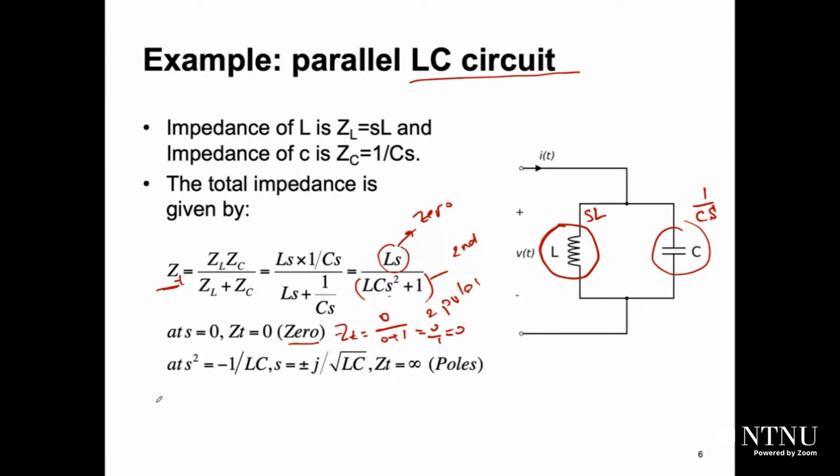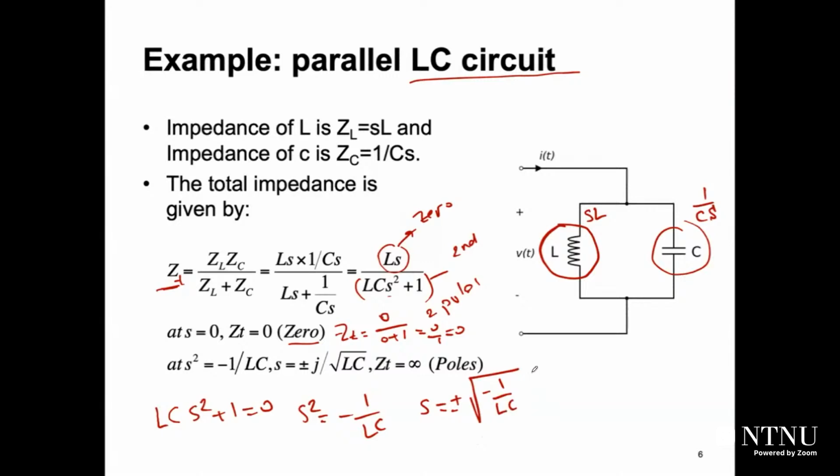So we will set LC S squared plus 1 equal 0. So in this case, S squared will be minus 1 divided by LC. So what will be the value of S? Because this is the square root, it will be plus minus the square root of minus 1 divided by LC, right?